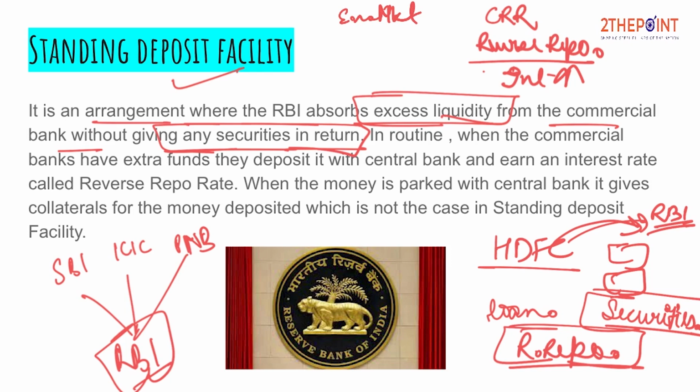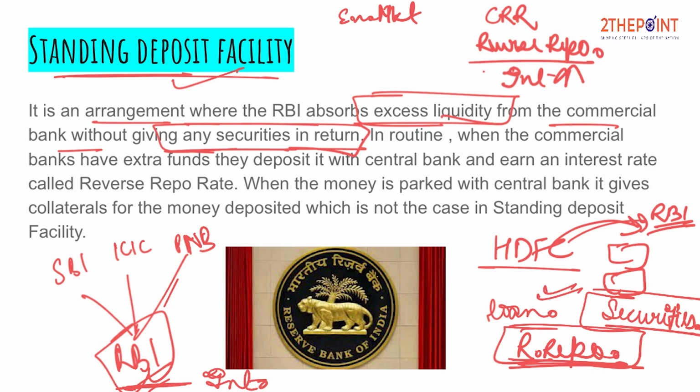Now it will resort to Standing Deposit Facility. It is a facility where RBI absorbs the liquidity: SBI, ICICI, PNB will come to RBI with their money, and RBI will keep the money and also provide the interest rate. The only difference is that the collateral securities which were provided in the case of reverse repo will not be provided here. I hope it is clear.